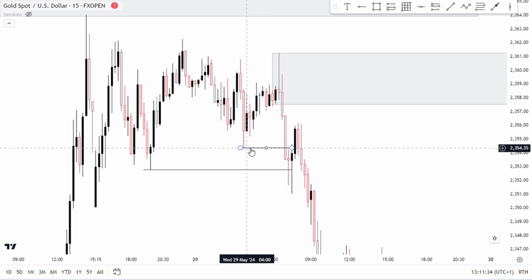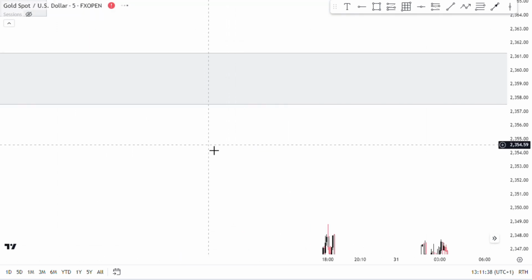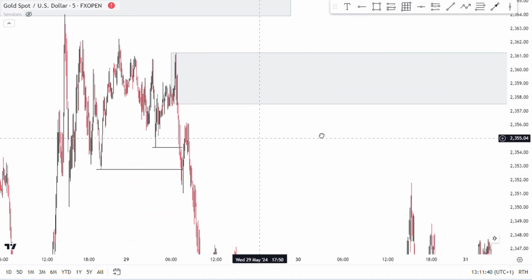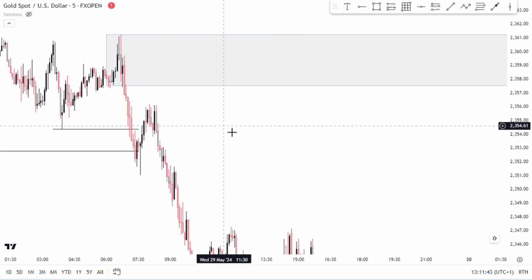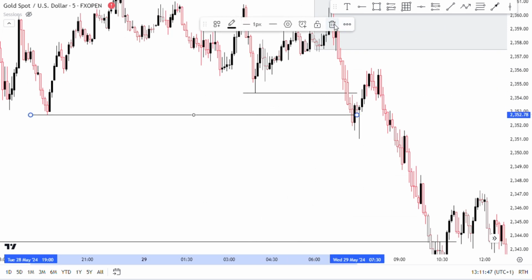So we can go down to a 5 minutes time frame. On 5 minutes time frame right now, we are going to find the real order block also. So on 5 minutes time frame, let me delete this. You have to reanalyze the market again.